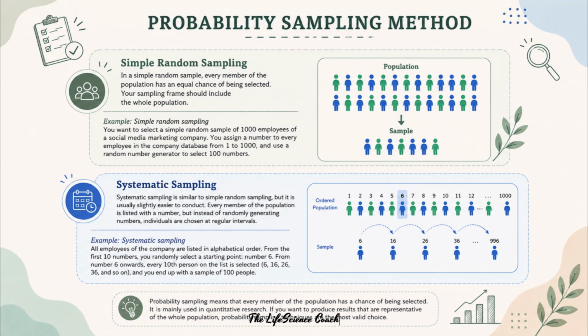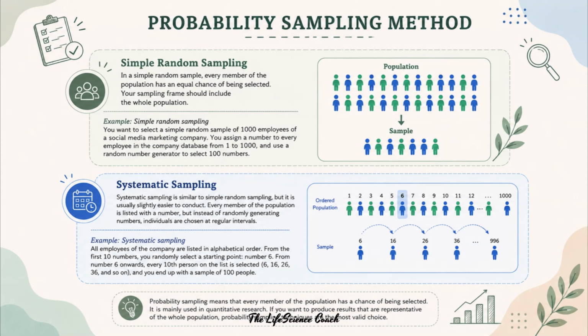Probability sampling method. In probability sampling, every person in the population has an equal chance of being selected. It is mainly used in quantitative research because it gives more reliable and representative results. Main types: simple random sampling, systematic sampling, stratified sampling, cluster sampling. Simple random sampling. In this method, every member has an equal chance of selection. How it works. Researchers select participants randomly using methods like lottery or random number generators. Example: from 1,000 students, selecting 100 students randomly.